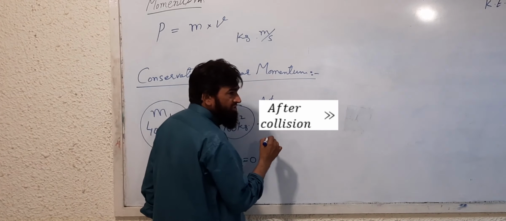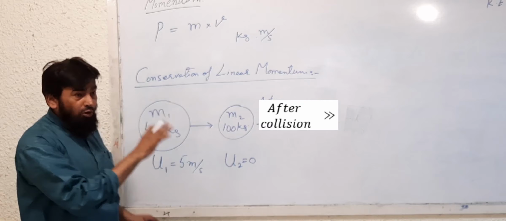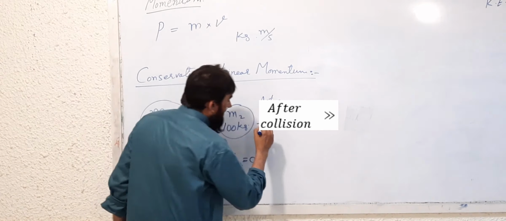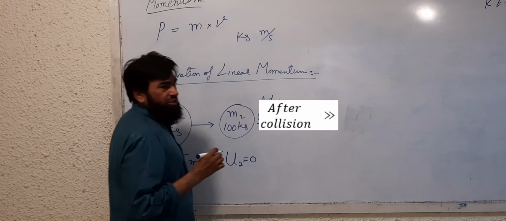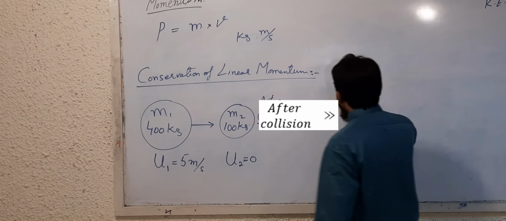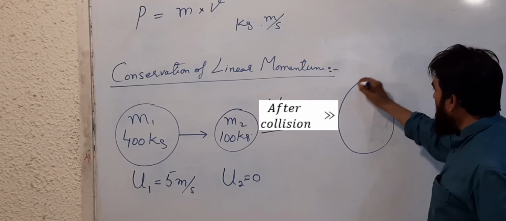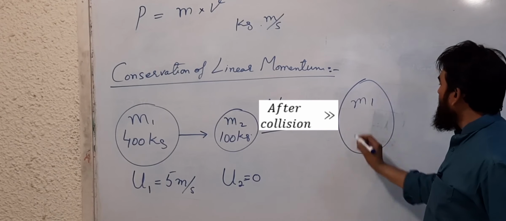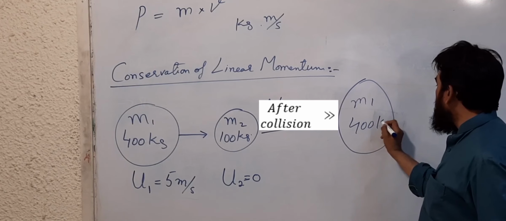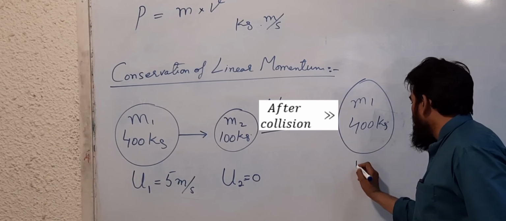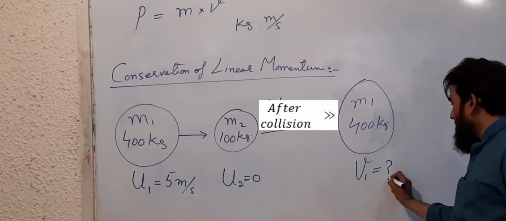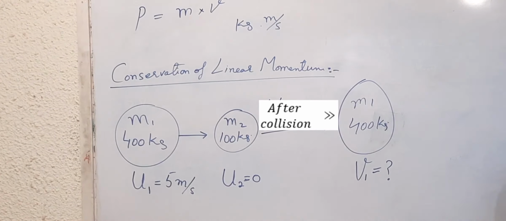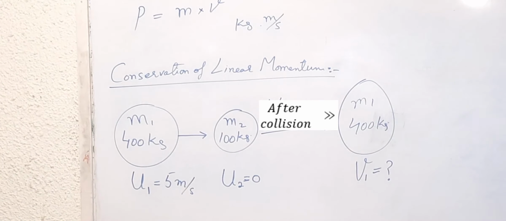Now let us consider, say, after collision. Yes, it is an isolated system. I told you that I am talking about an isolated system. After collision, this body, which has the mass m1, the mass remains the same. Its velocity becomes v1. We have to find out this velocity. After the collision, we have to find out the velocity of this body.